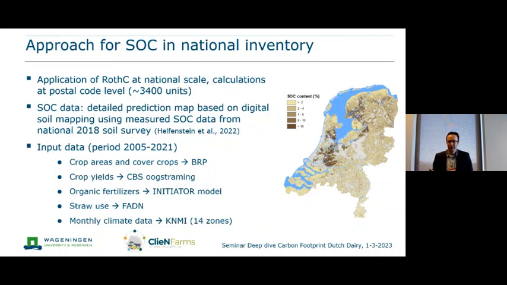We have a detailed soil map with the soil organic carbon content, created by digital soil mapping based on an inventory of about 1,100 points where soil organic carbon was measured. And we have input data from different sources: statistics, detailed crop areas, the climate data, etc. Based on this, we did a similar exercise.